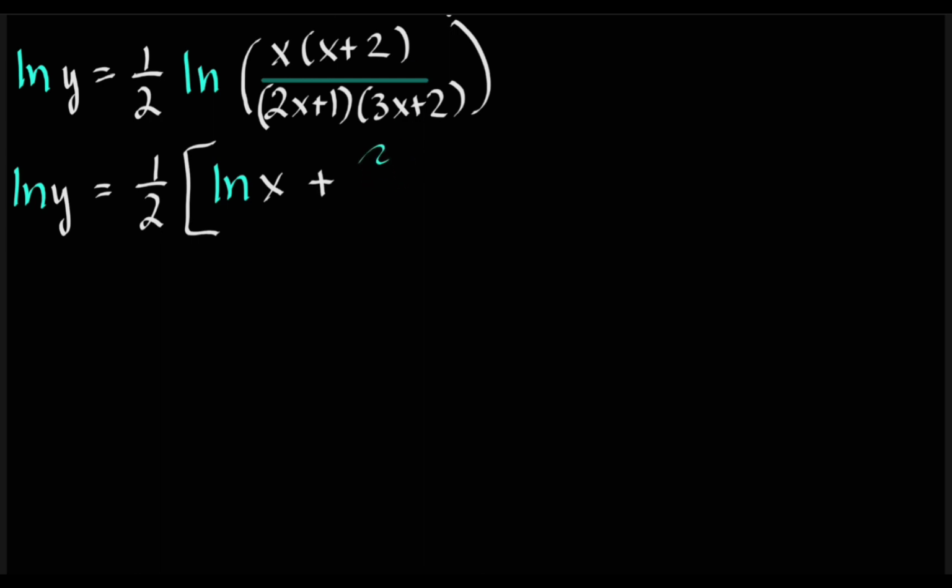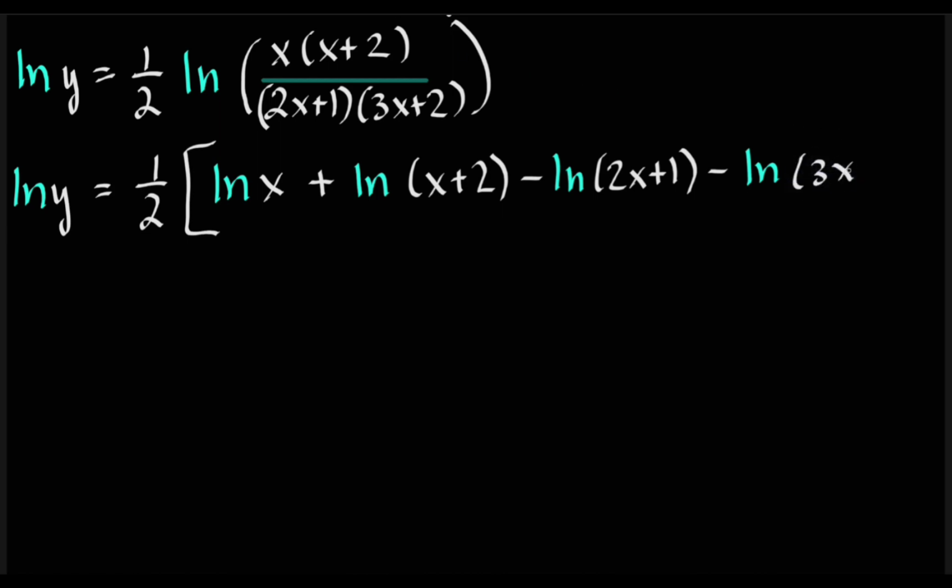meaning I'm going to have ln of x plus ln of x plus 2 minus ln of those other two. So ln of 2x plus 1 minus ln of 3x plus 2. I use brackets here because we need to have this 1/2 be multiplied into every single term, so it needs to just stay there. We'll multiply it in at the end if we need to.